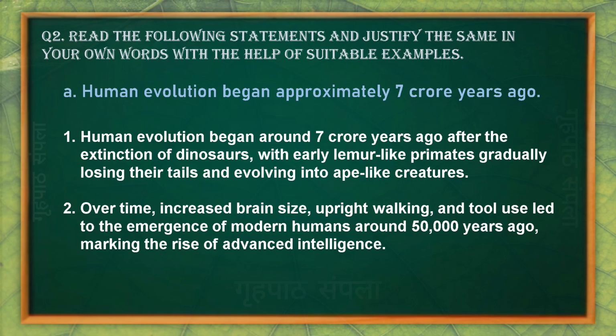2. Over time, increased brain size, upright walking, and tool use led to the emergence of modern humans around 50,000 years ago, marking the rise of advanced intelligence.